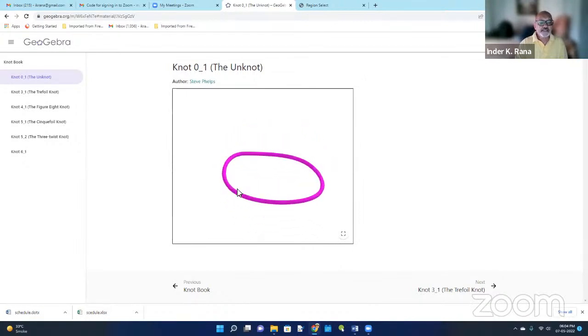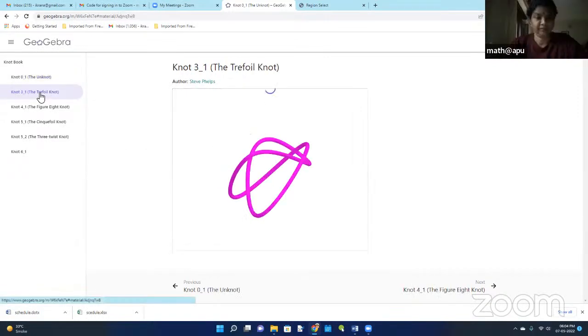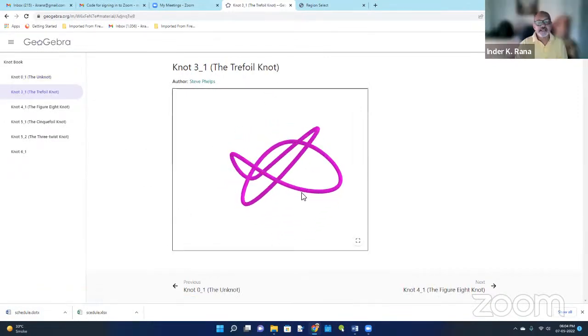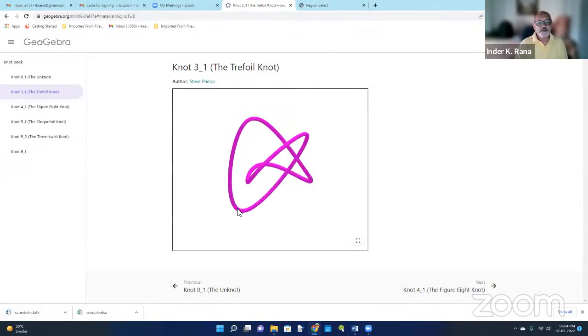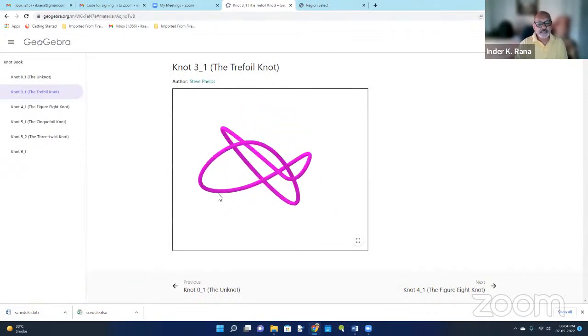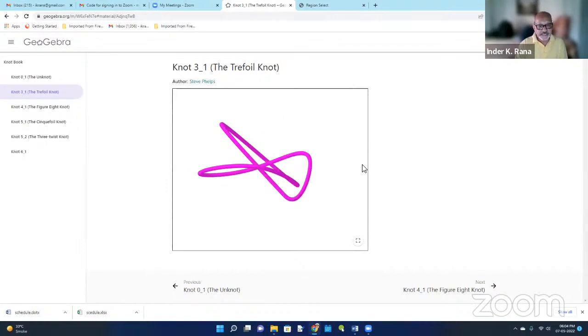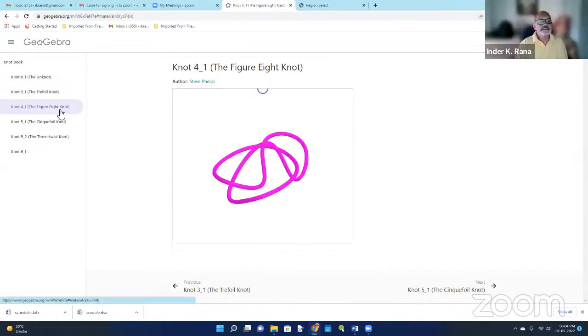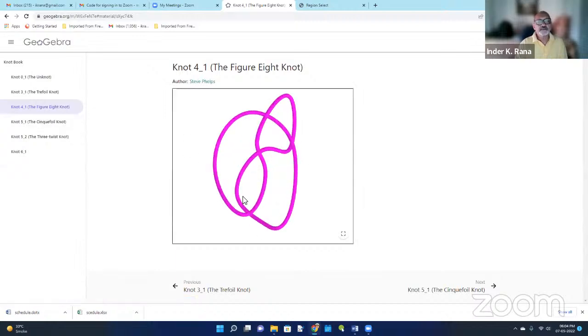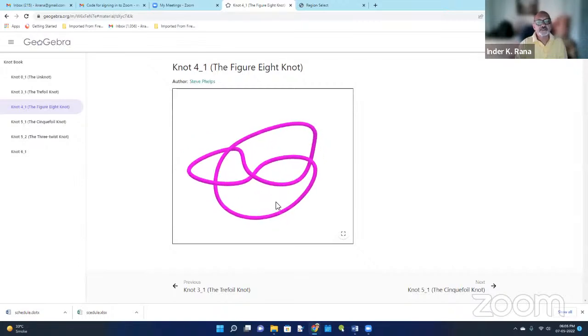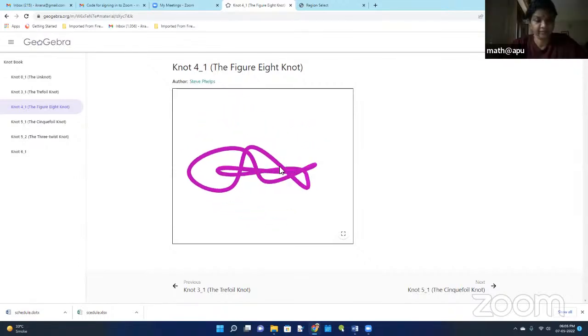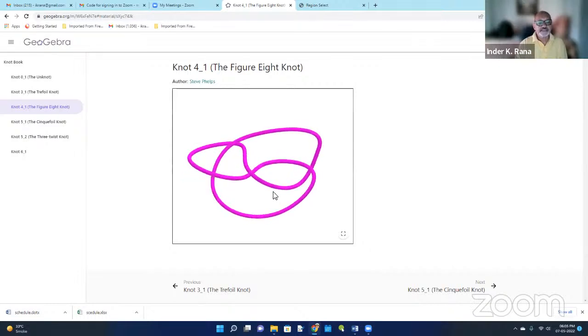So you see, when students do these kind of things, their 3D thinking, spatial thinking automatically comes in. A trefoil. Now you can rotate it any way you like, right? There is another one where you can extend this thread on any side, and it stays a trefoil, right? So integrating GeoGebra into this, this is the 4-1 knot. You see, nowadays kids love something with technology.